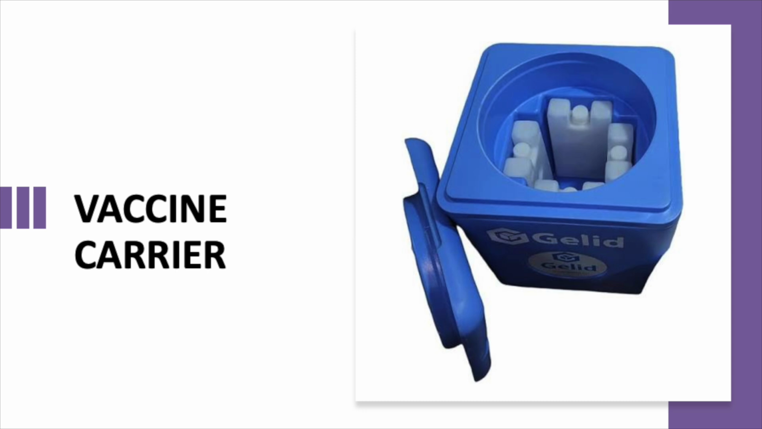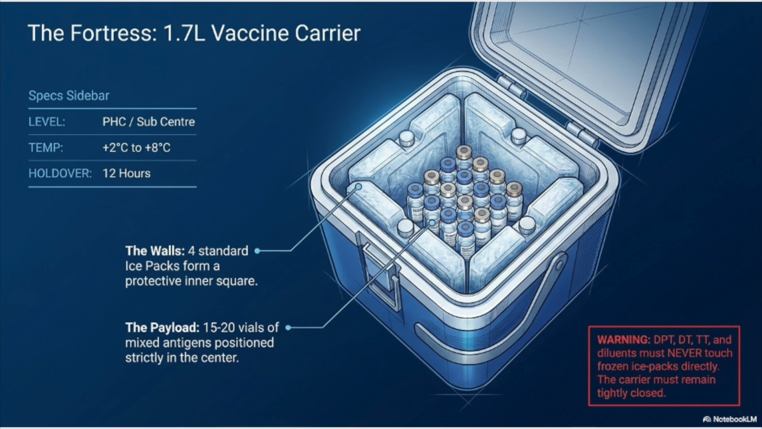Let us move to the vaccine carrier, an essential piece of field equipment. The 1.7-liter vaccine carrier is used at the PHC and subcenter level, maintained between 2 and 8 degrees Celsius, with a holdover time of 12 hours. Four standard ice packs form a protective inner square, the walls of the carrier, while 15 to 20 vials of mixed antigens are positioned strictly in the center, forming the payload. An important warning here: DPT, DT, TT, and diluents must never touch frozen ice packs directly, and the carrier must always remain tightly closed.